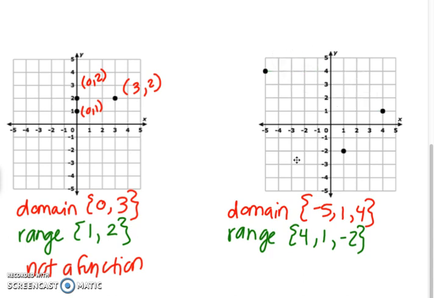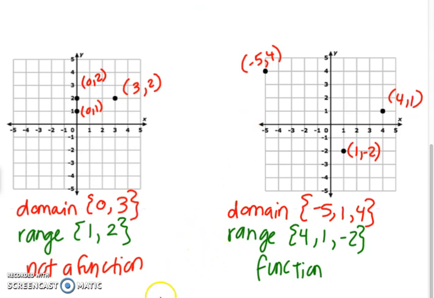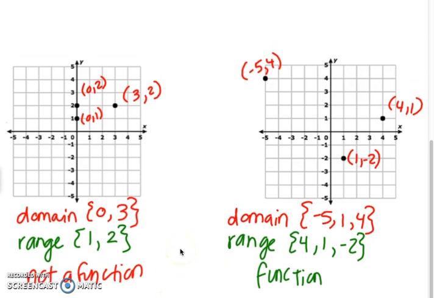Another way you could have done that is to look at its ordered pair. This ordered pair was -5, 4. This ordered pair was a 4, 1. And this ordered pair was a 1, -2. You could have gotten the domain and range from that. This would be a function because my x values did not repeat. You could say it passed the vertical line test. Okay, so that is domain and range.